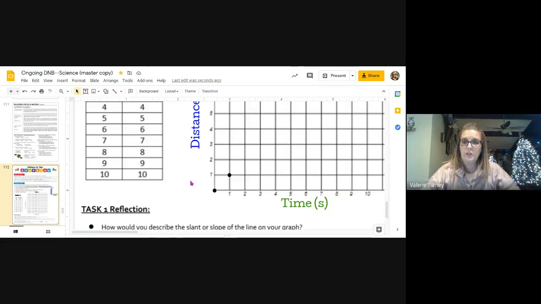And then according to our chart, at 2 seconds, they had traveled 2 meters. So 2 seconds, follow that up. 2 meters, follow that across. Okay, 2 seconds and 2 meters, and plot that point right there. I'm just going to duplicate.